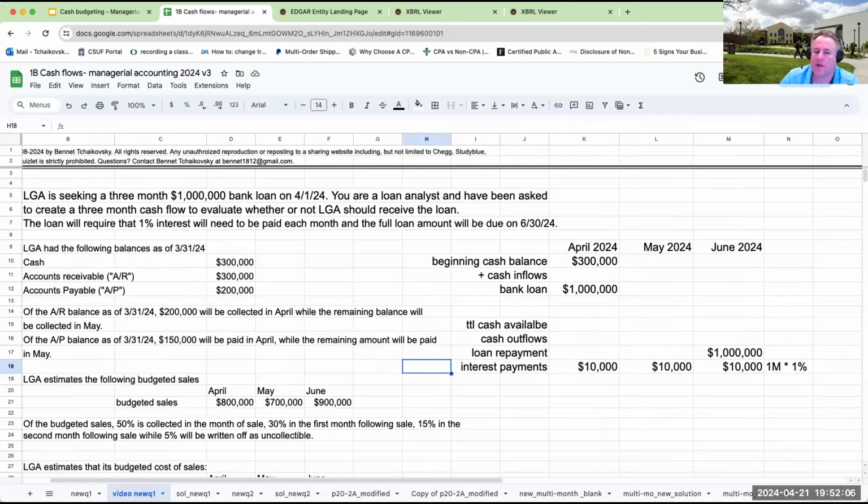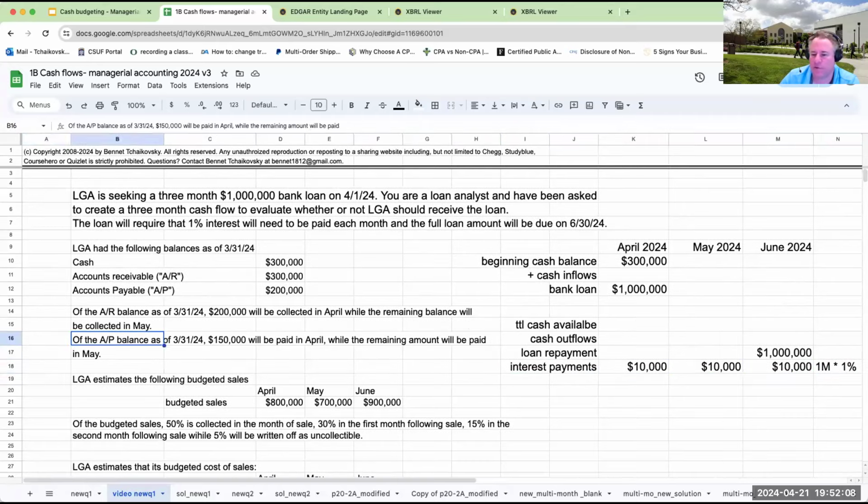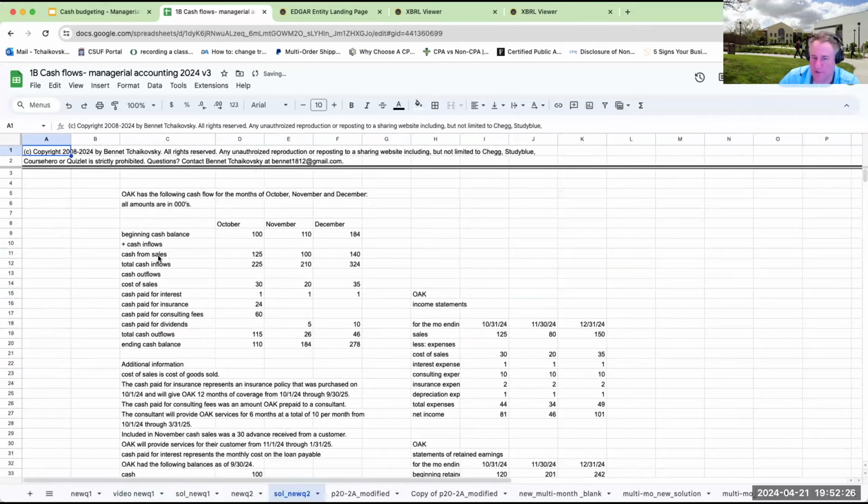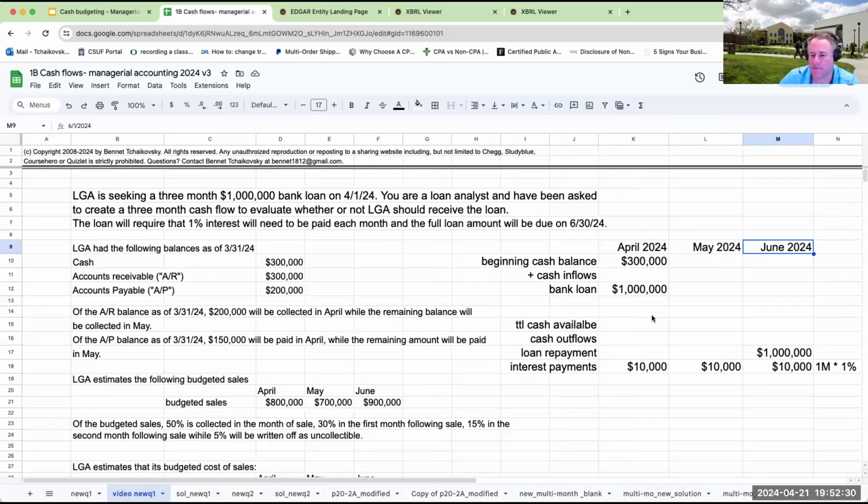Okay, let's continue to go through. So we've put in the beginning cash balance. We've got here April, May, and June. Remember, if you're taking my class, I'm not going to be giving you any of these types of formatting. You're going to have to figure this out on your own. However, again, I do provide you with this, which is a cash flow that you're going to be converting into a financial statement, but that's going to be for a separate question.